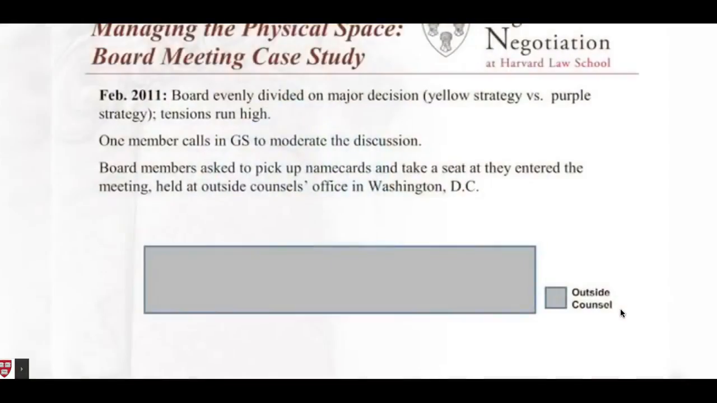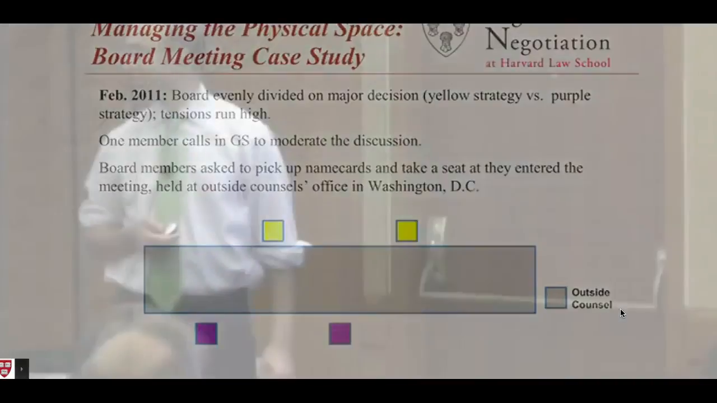I think you see, or I've seen this. What's going to happen? Let me show you. Here's the board table. This is probably not drawn to scale, but you can get the point. And so outside counsel shows up first, right? He's the service provider. He shows up first, so he's sitting there. Here's some of the yellow people start to show up. There's one of them shows up there. Purple guy shows up, picks up his card, goes there. Yellow guy goes there. Purple guy goes here. What's going on?